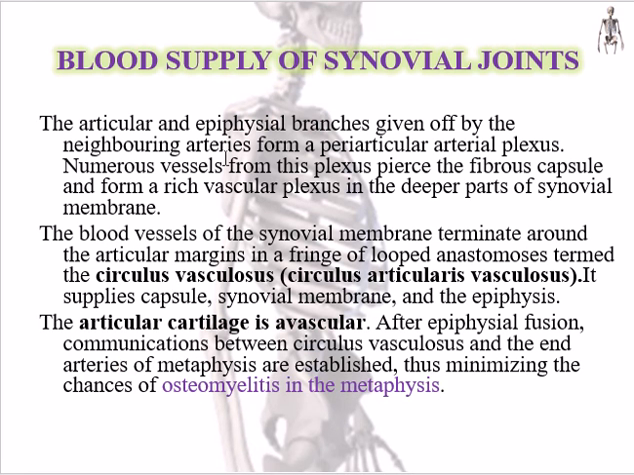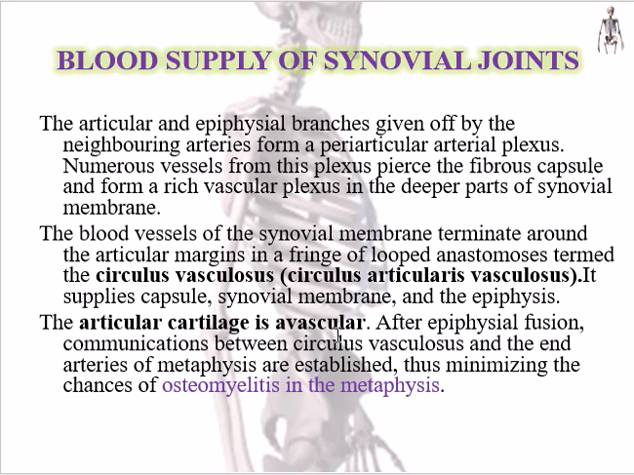Blood supply of the synovial joints. The articular and epiphyseal branches given off by the neighboring arteries form a periarticular arterial plexus. Numerous vessels from this plexus pierce the fibrous capsule and then form a rich vascular plexus in the deeper part of the synovial membrane. The blood vessels of the synovial membrane terminate around the articular margins in a fringe of looped anastomosis termed the circulus vasculosus or circulus articularis vasculosus. It supplies the capsule, synovial membrane and the epiphysis.